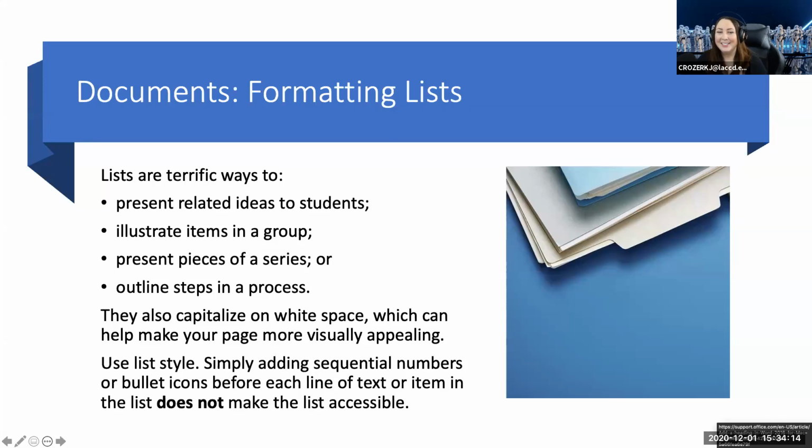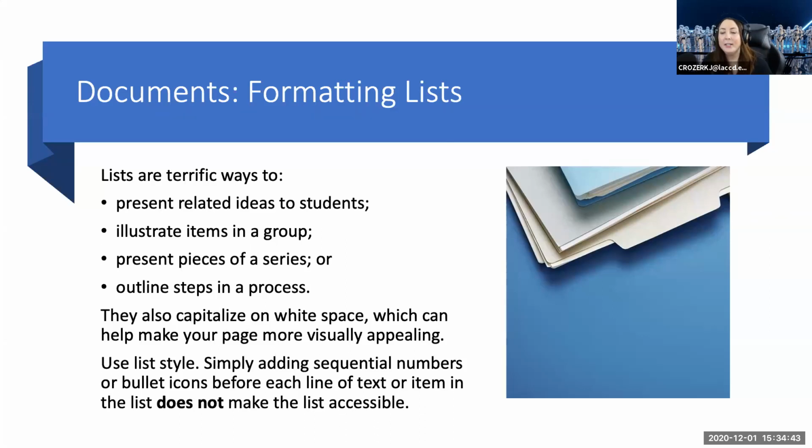Next thing, formatting lists. So lists are a wonderful way to present information. They're very brain friendly. There's a lot of white space, and everything's organized and categorized. That's very helpful for our brains. So lists can be a great way to present related ideas, illustrate items in a group, present pieces of a series, or outline steps in a process. They use that white space, which appeals to the reader and to your brain.